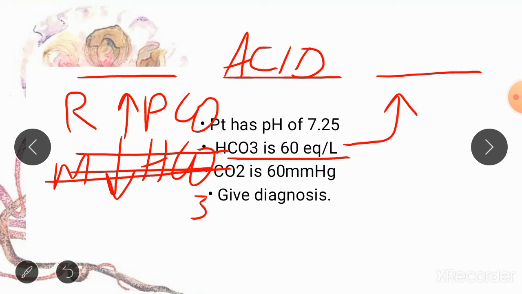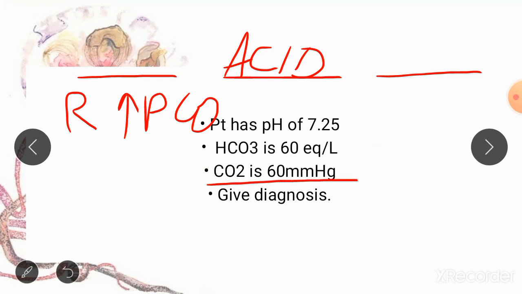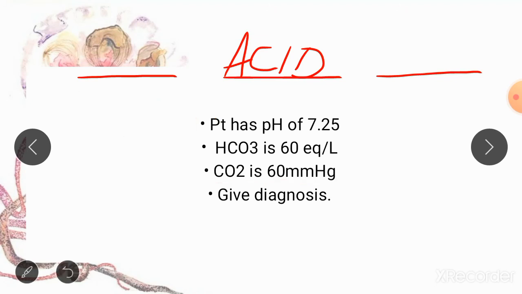Now let us look at the value of partial pressure of carbon dioxide that is given to us. The partial pressure of carbon dioxide that is given to us is 60 millimeter mercury, and we know that the normal value of partial pressure of carbon dioxide is 35 to 45 millimeter mercury, and this value is very high, so we can assure ourselves that our diagnosis is correct and this person is suffering from respiratory acidosis. So now we are done with 2 out of 3 parts of our diagnosis. Now we have to see whether it is compensated or not.